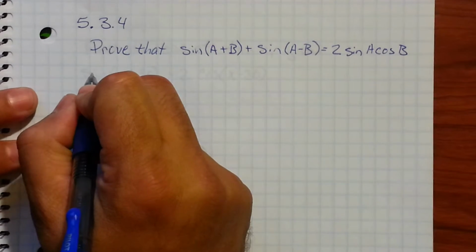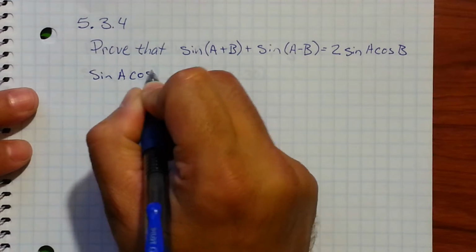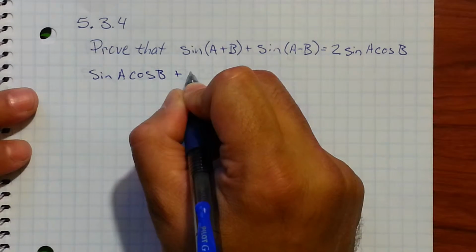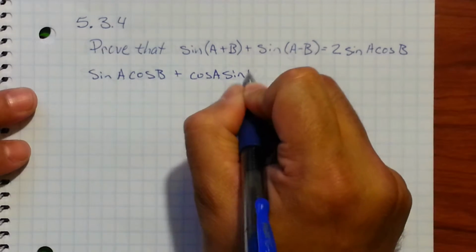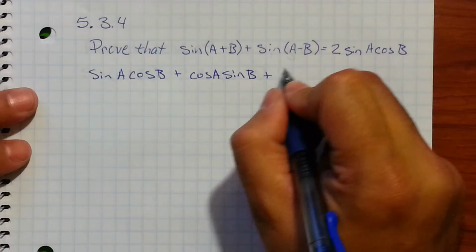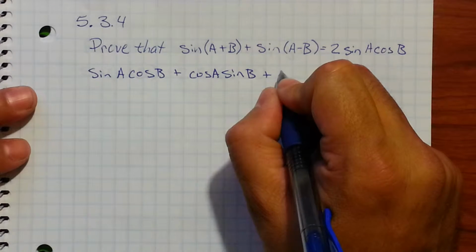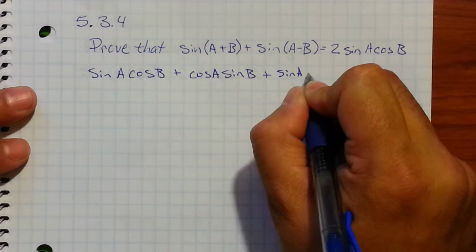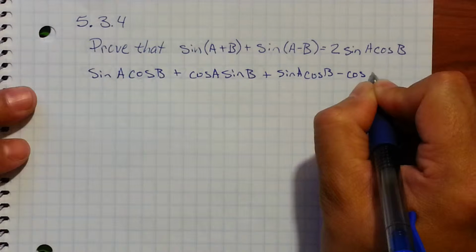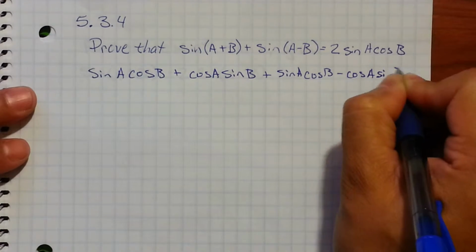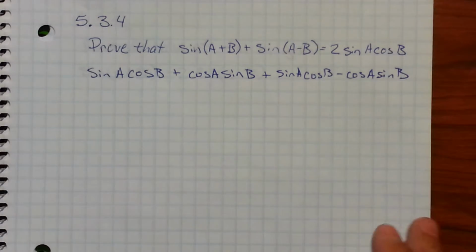Sine A plus B is going to be sine A cosine B plus cosine A sine B, plus, now we're adding this one, that's going to be sine A cosine B minus cosine A sine B.